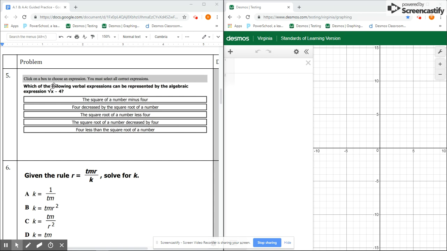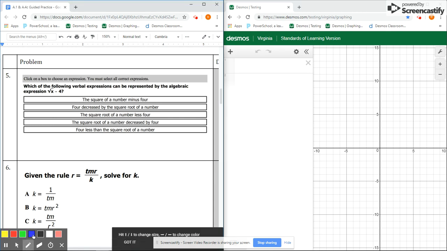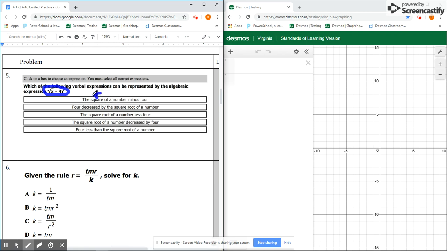You must select all correct expressions. Which of the following verbal expressions can be represented by the algebraic expression square root of x minus 4? All right, so we need to take each of these choices and look to see which one could be represented by this expression. All right, so the square of a number minus 4. The square means x squared. All right, so that's not it.